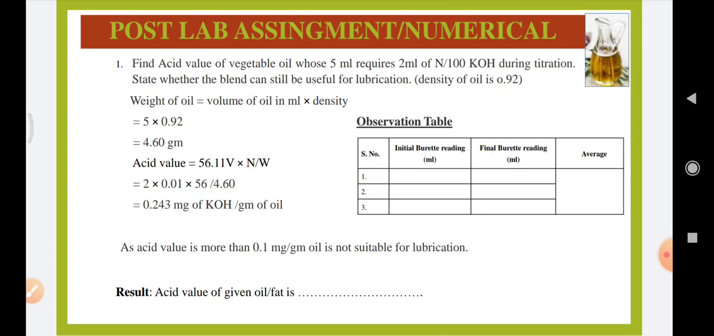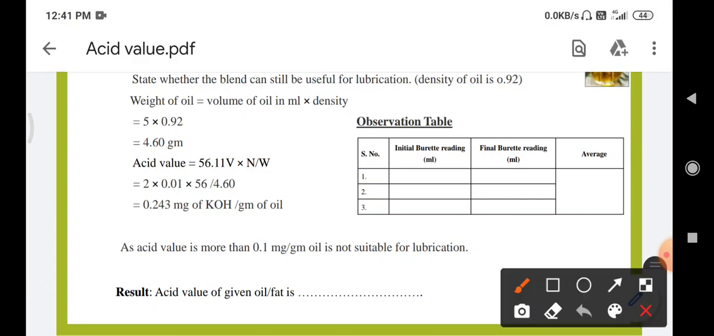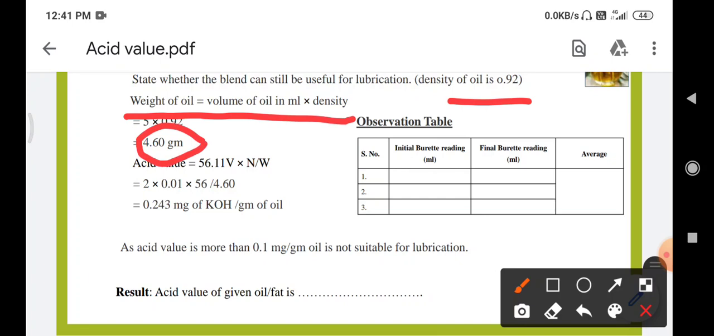So here you are getting 5 ml of oil, and because the unit is in ml, we have to change it in gram. So weight is equal to volume times density, and the density of oil is given here as 0.92. So the weight of oil is equal to volume of oil in ml into density. The volume is 5 and the density is 0.92. We get 4.60 gram of oil.